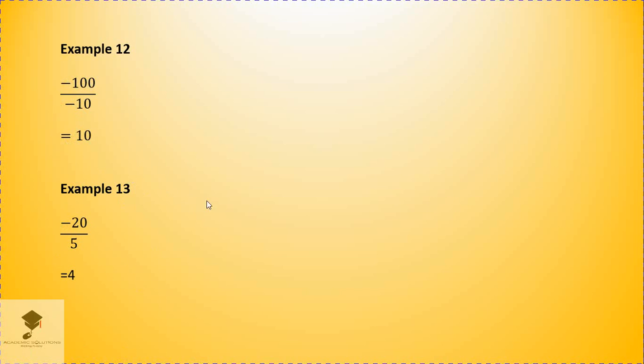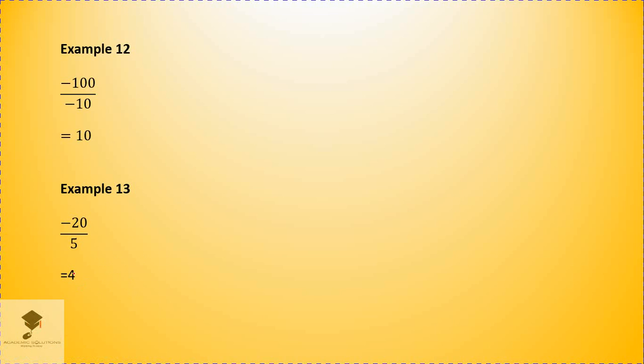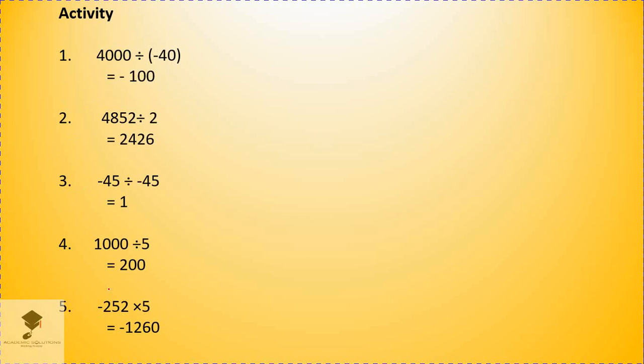Okay, let's move on to the next example, 13. Negative 20 divided by positive 5. This is going to give us negative 4, because negative divided by positive is going to give us a negative answer. Okay, so let's do the next activity.